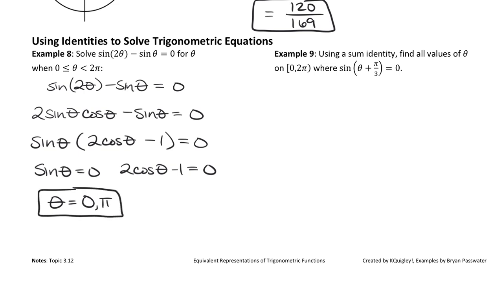I have to solve this so that the trig function is isolated, so I'm going to add 1 to both sides, and then I'm going to divide by 2. So what are the values of theta that would give me 1/2 when I take the cosine? Pi over 3 and?